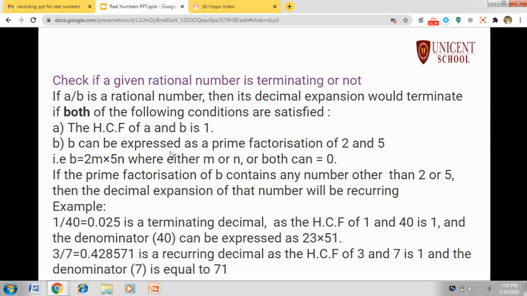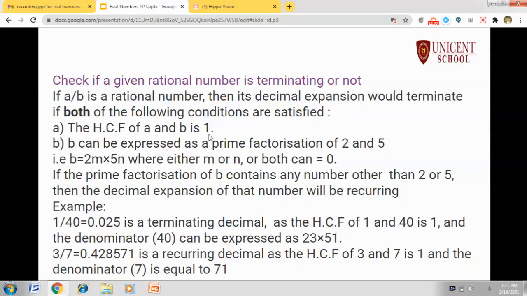So how do we check whether a given rational number is terminating or not? Suppose a by b is a rational number, then its decimal expansion would terminate if both the following conditions are satisfied. The first condition is that the HCF of a and b should be 1. Its highest common factor should be 1. Only then can we say that the given rational number is terminating.